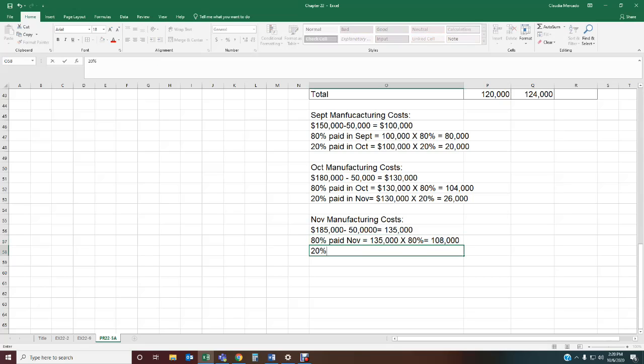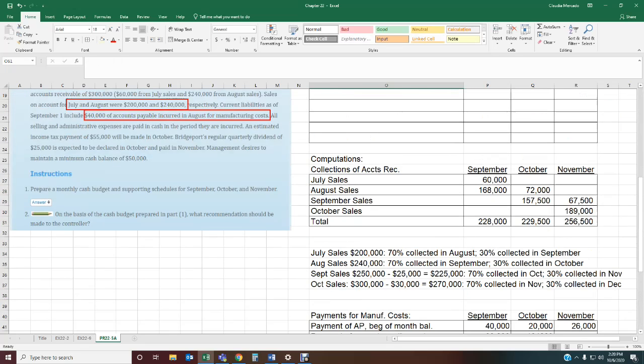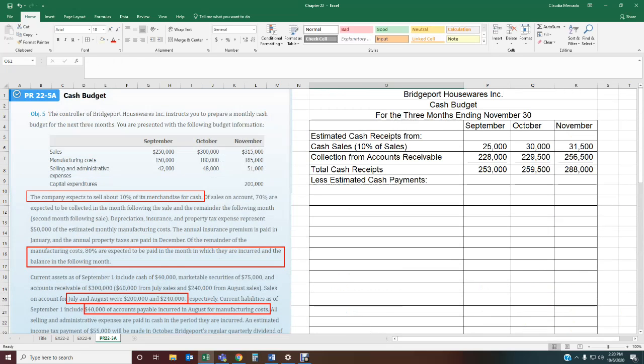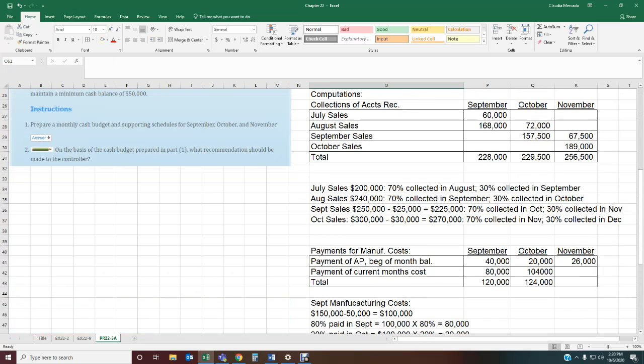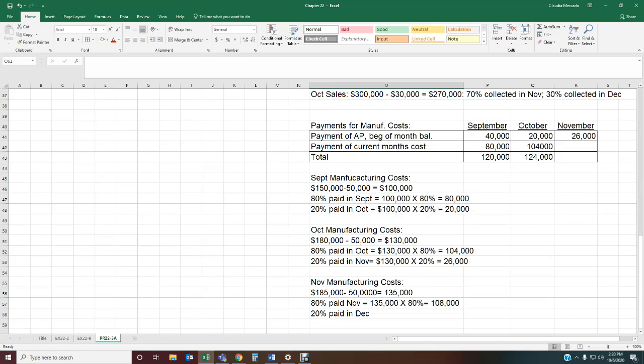And then 20% is going to be paid in December. I really don't care about December because our cash budget is only for September, October, and November. So I'm only interested in what I have to pay in November. Well, in November, you have to pay $108,000.